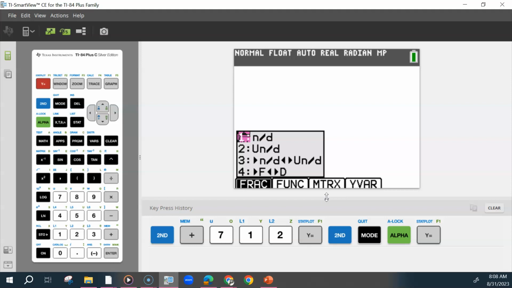You may want to maybe put a square around this button and write this is the negative. You only use that if you have to put in a negative first. If you need a minus, you use minus.